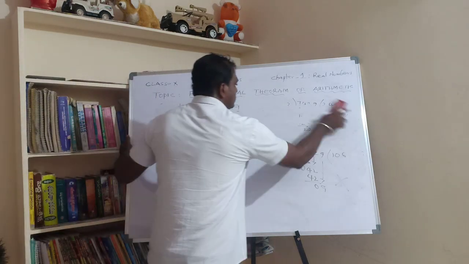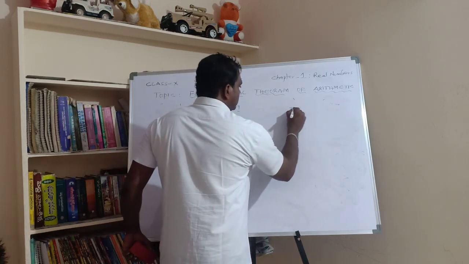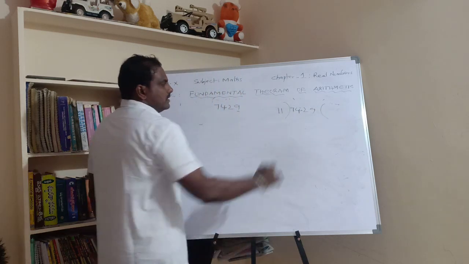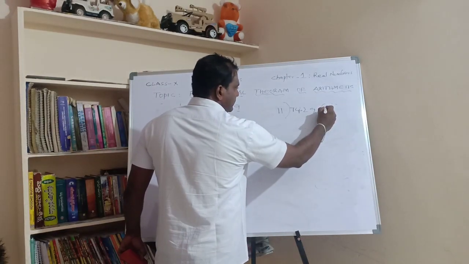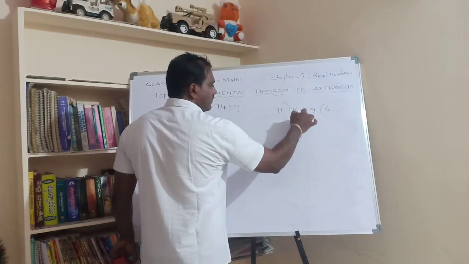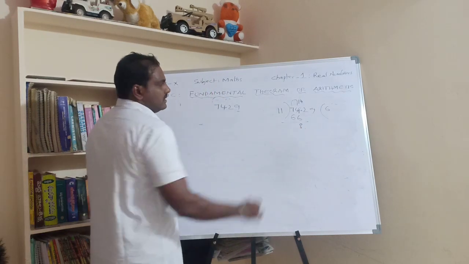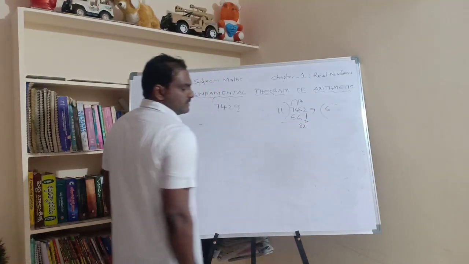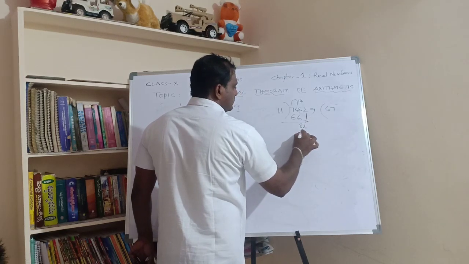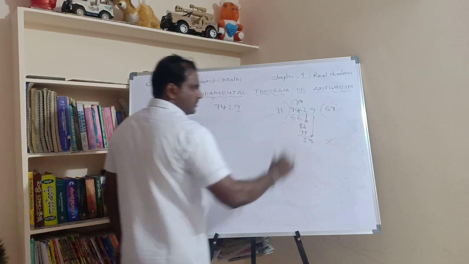What is the next prime number? 3, 5, 7. Next prime number is 11. Check it for 11. 7429 divided with 11. So 11 6s are 66, 11 7s are 77. So best option is 11 6s are 66. So what is the remainder? 4 minus 6 is not possible, it will be 14. 14 minus 6 is 8. So once you will be carrying, how much it was? 2. 11 7s are 77. So remainder is 5. 9. So this is also not possible.